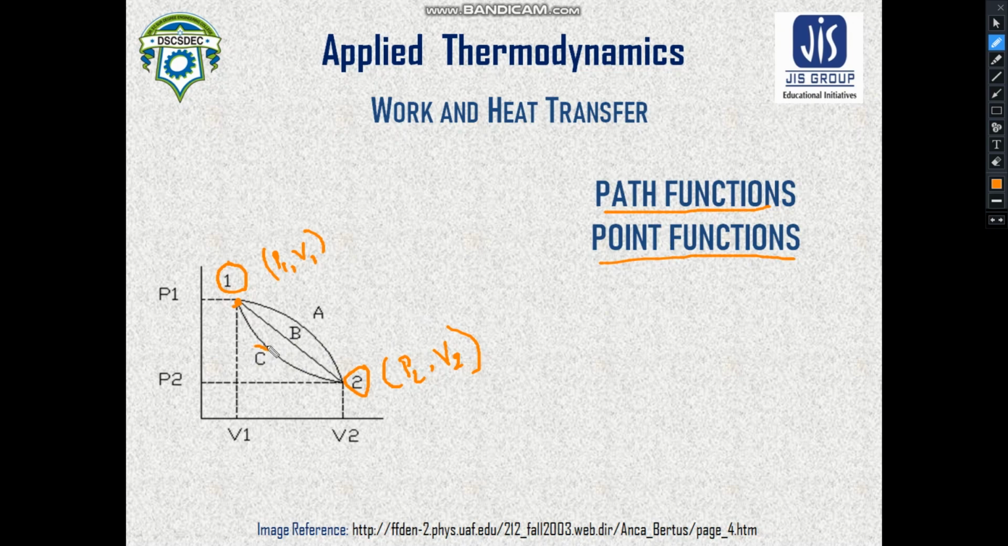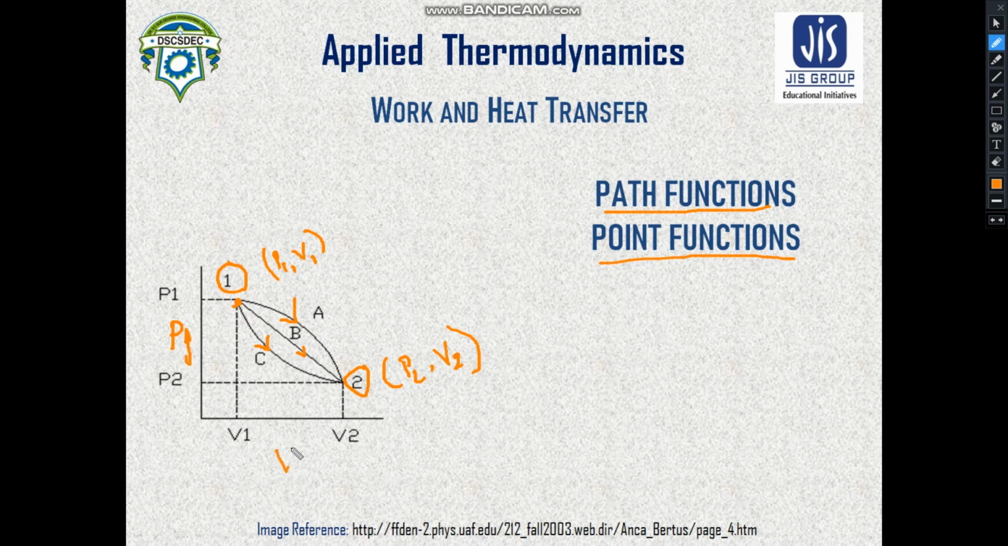So let us consider the thermodynamic state 1 has been changed to thermodynamic state 2 by following a path C. Okay. Similarly, let us assume a thermodynamic process has happened where the states have changed following this path and this one also. So there are three different paths A, B and C. Now from your common sense, you can easily understand each of the three curves has a different amount of area.